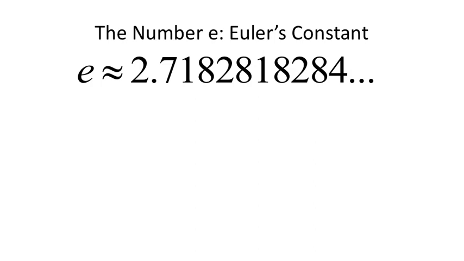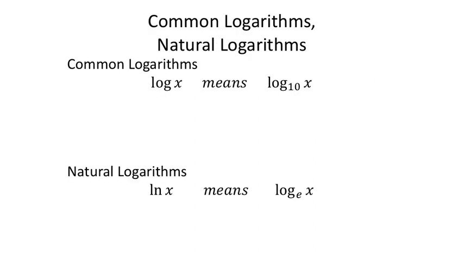E, the letter E, is kind of like pi. It's an irrational number, meaning the decimal goes on forever and ever and ever, but never repeats or terminates. It is called Euler's constant. If you want to look up who Euler was and look up all the nerdy math history about him, you're welcome to do that. I'm not going to at this point.